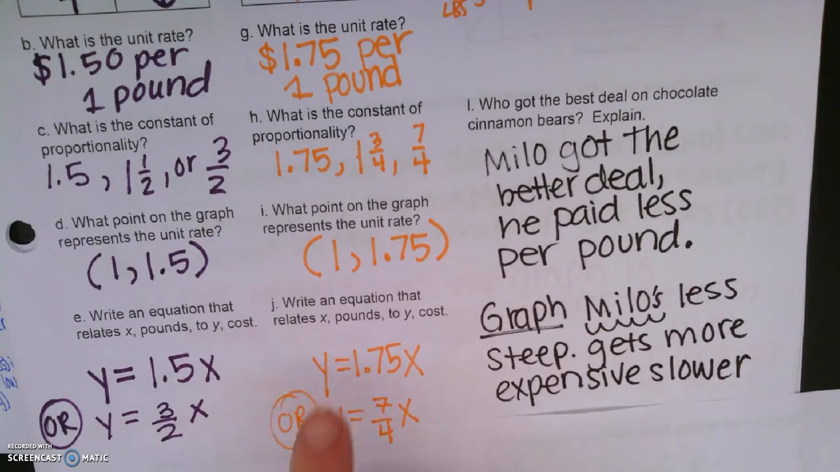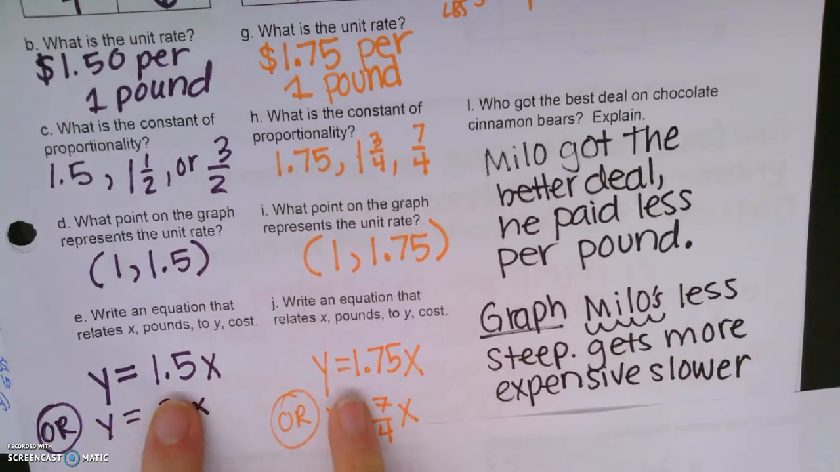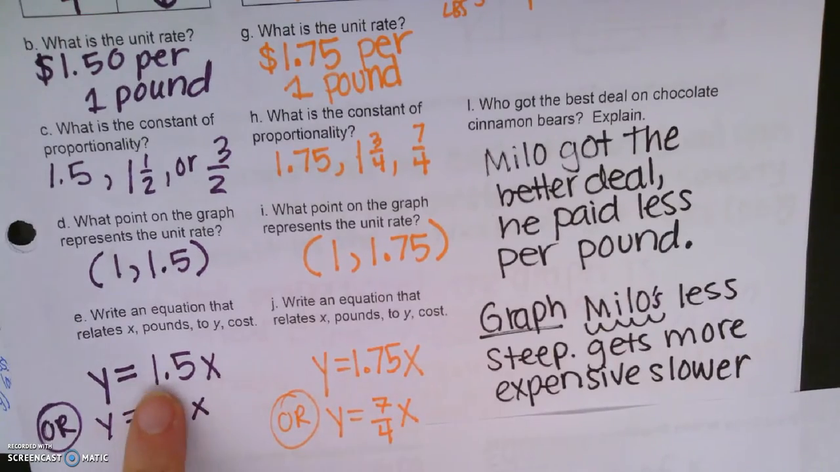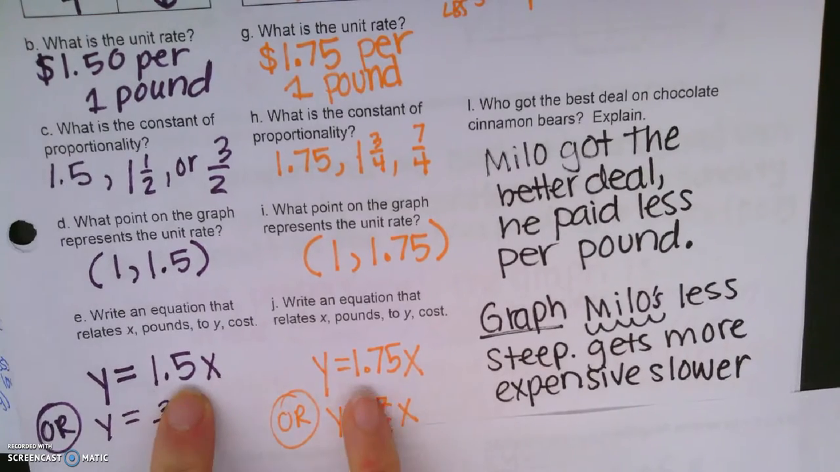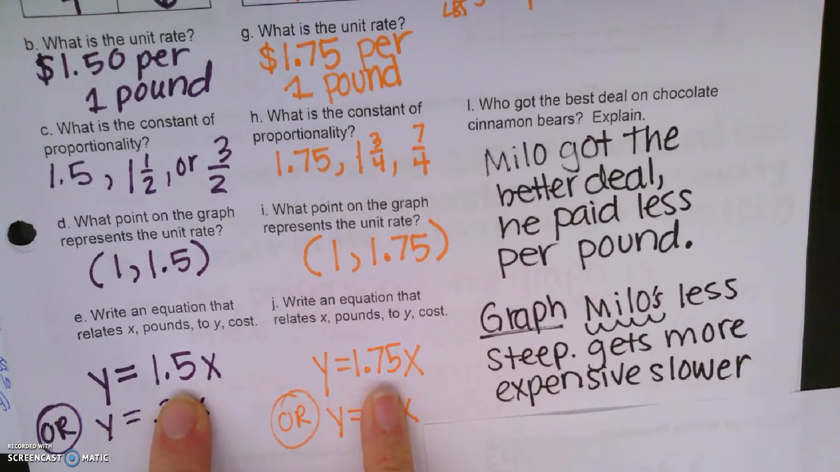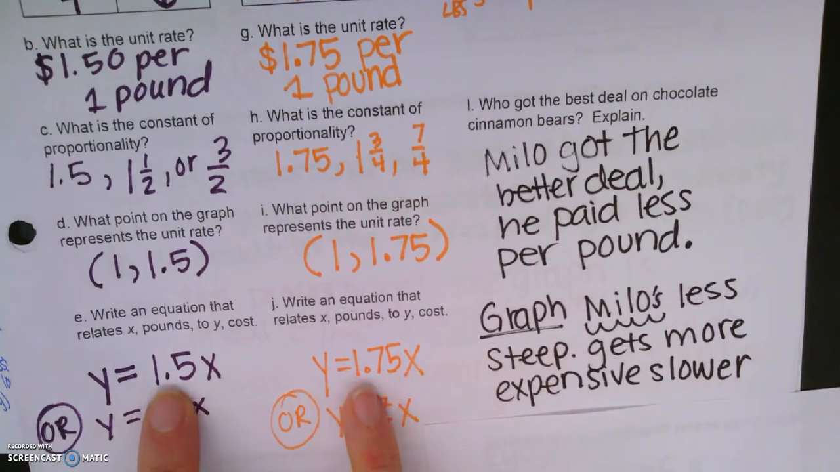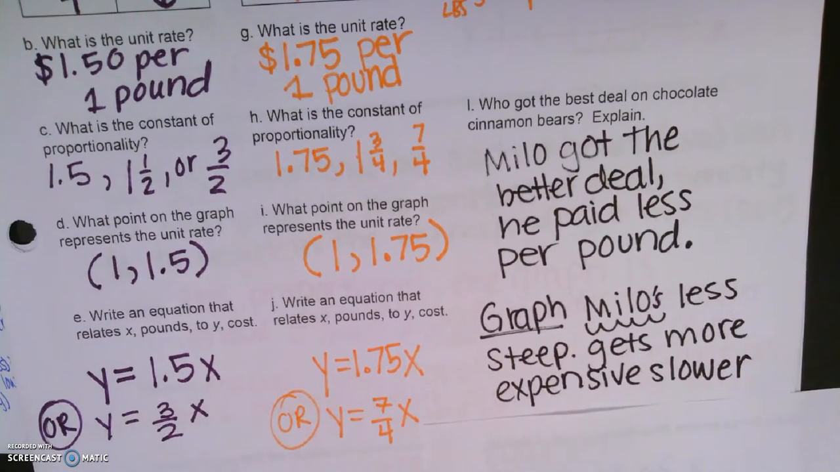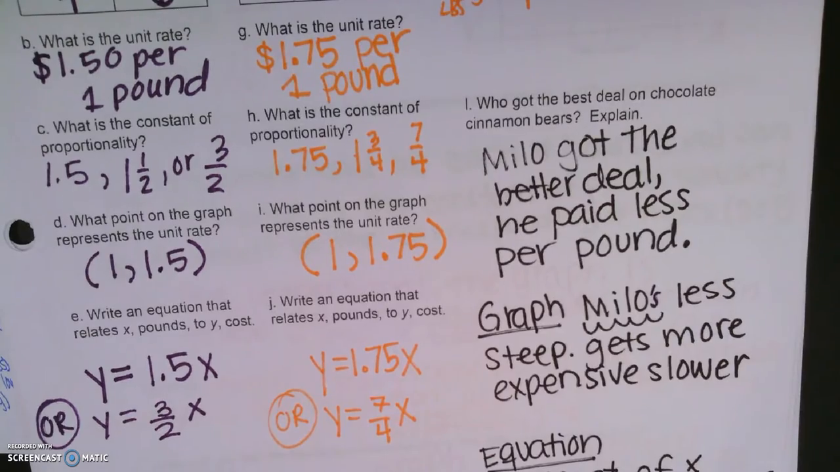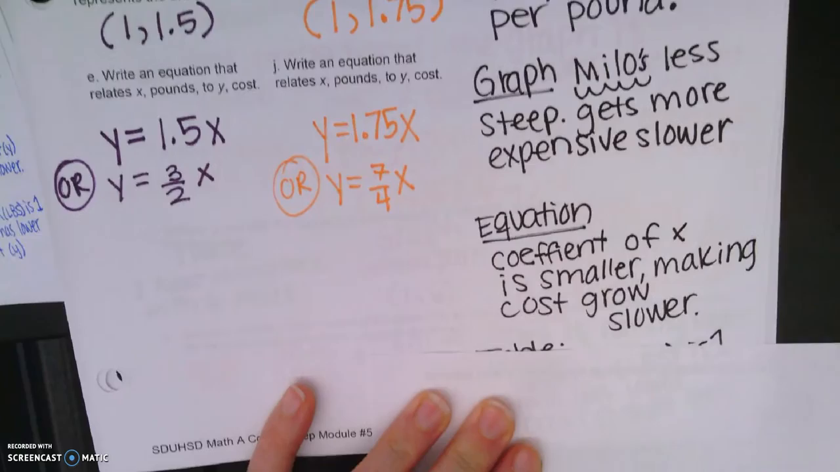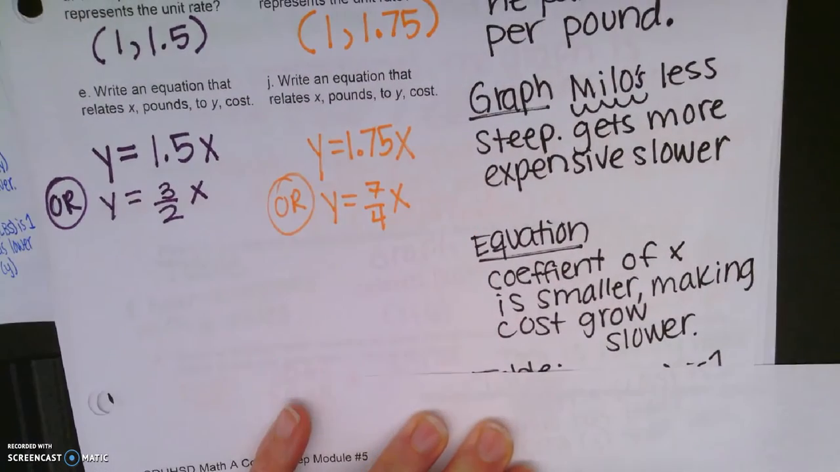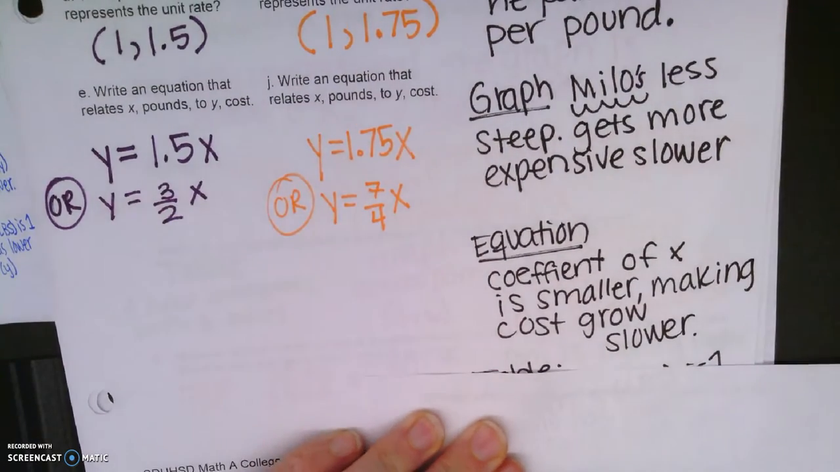So let's look at the equations because they're right here. If I just gave you the equations, how do you know that Milo has the better rate? Well, we want to always look at the number that's being multiplied by the x, our constant of proportionality. But when we're talking about an equation, the word we use for the number being multiplied by x is, that's right, the coefficient. So notice with our equation that the coefficient of x is smaller, making the cost grow slower. If the coefficient is smaller, the cost is going to grow slower.